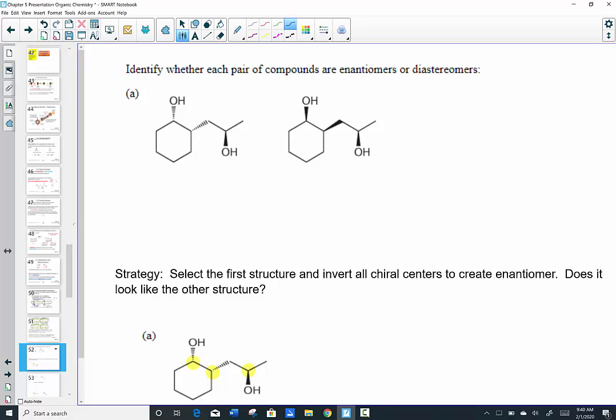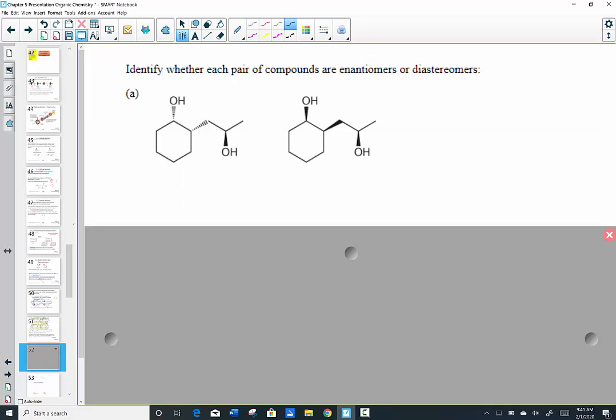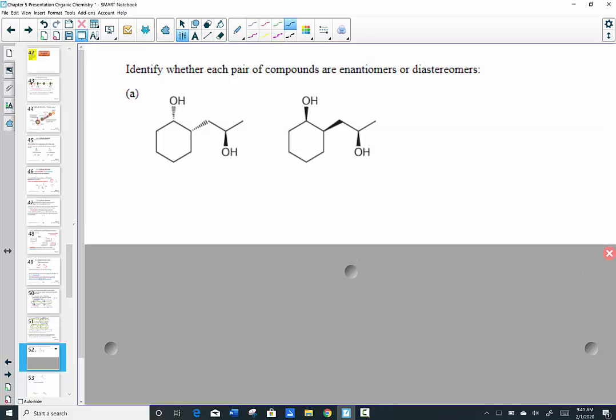So as we practice identifying whether each pair here is an enantiomer or diastereomer, you have some choices of how to tackle it, but let's understand what we're being asked to do. I have a compound, and I notice that there are 3 chiral carbons. 1, and then I have another here, and then another here. Those are the 3 chiral centers.